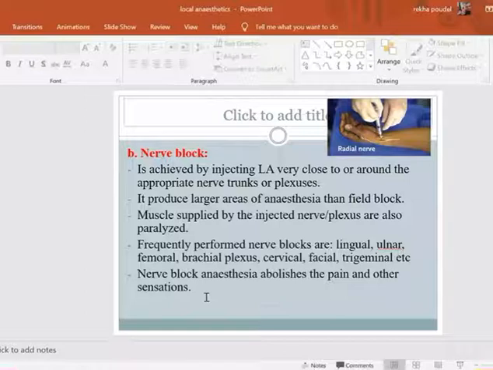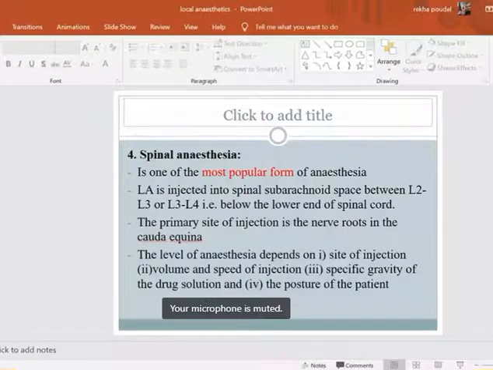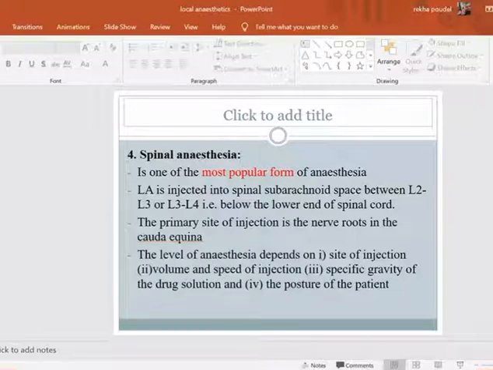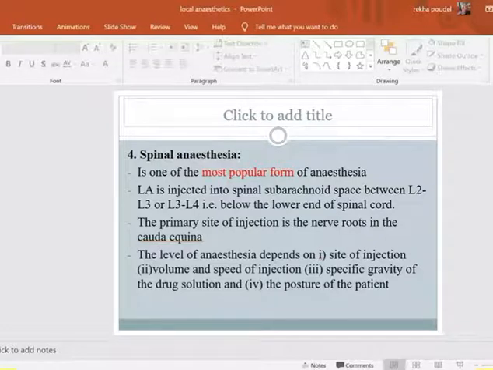Now coming to spinal anesthesia. So what is spinal anesthesia? It is one of the most popular forms of anesthesia, and here local anesthetic is injected into the spinal subarachnoid space, and usually it is given between lumbar vertebra 2 and 3, or between lumbar 3 and lumbar 4 vertebra. That means the injection is given below the lower end of the spinal cord.